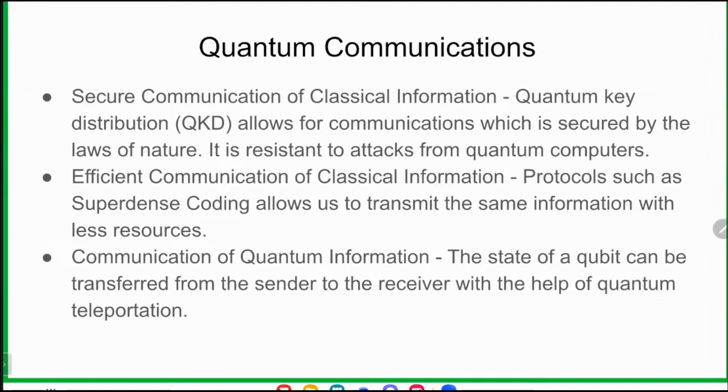And the third thing that one can mean by quantum communication is the communication of quantum information itself. So we have a quantum state, and we want to transfer that state from one lab to another without actually moving that qubit around. That is something which is done by quantum teleportation.